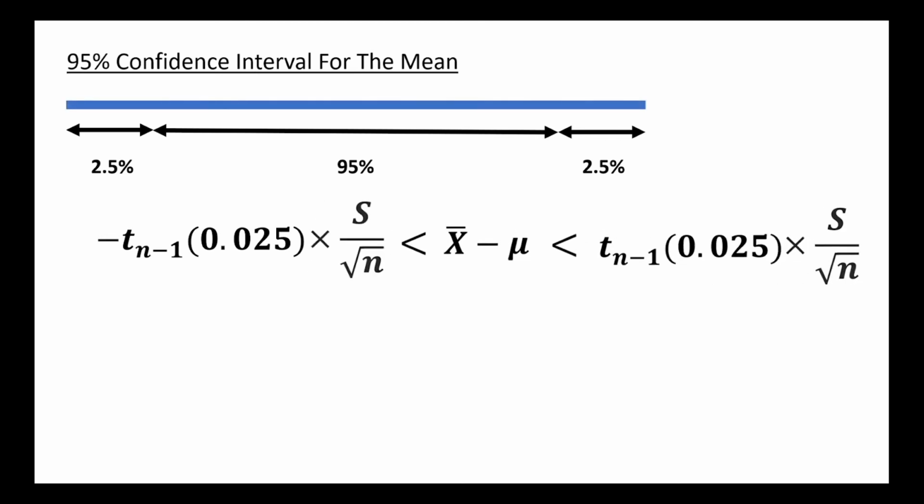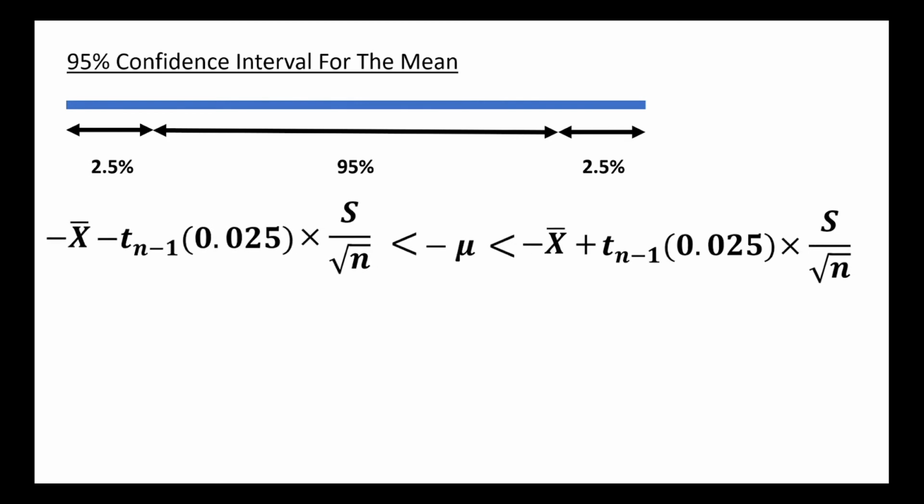We're trying to isolate mu, so we can subtract x bar from the left, the middle, and the right. We're almost there. We have negative mu in the middle. We want it to be mu, so we're just going to negate each side. And just looking carefully, yes, the left-hand expression is the smallest, the right-hand expression is the largest. So x bar plus or minus our critical t value, s over root n.